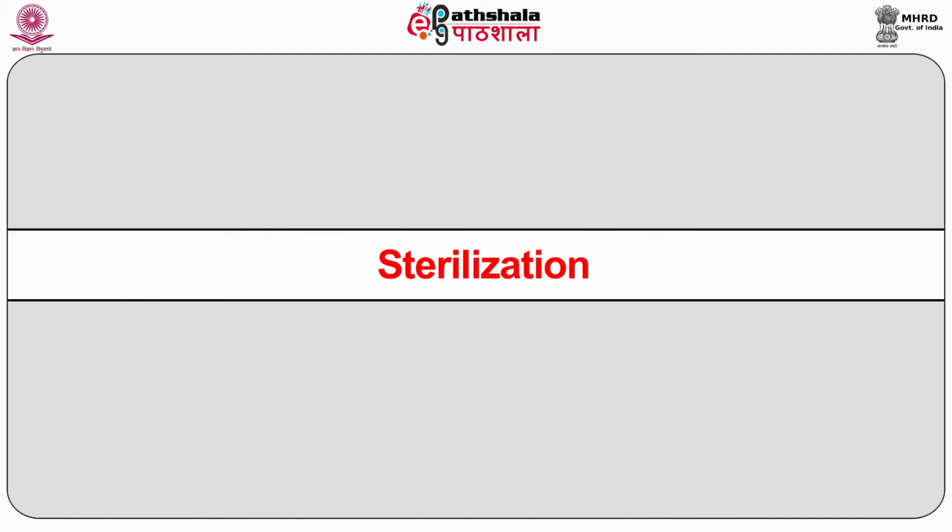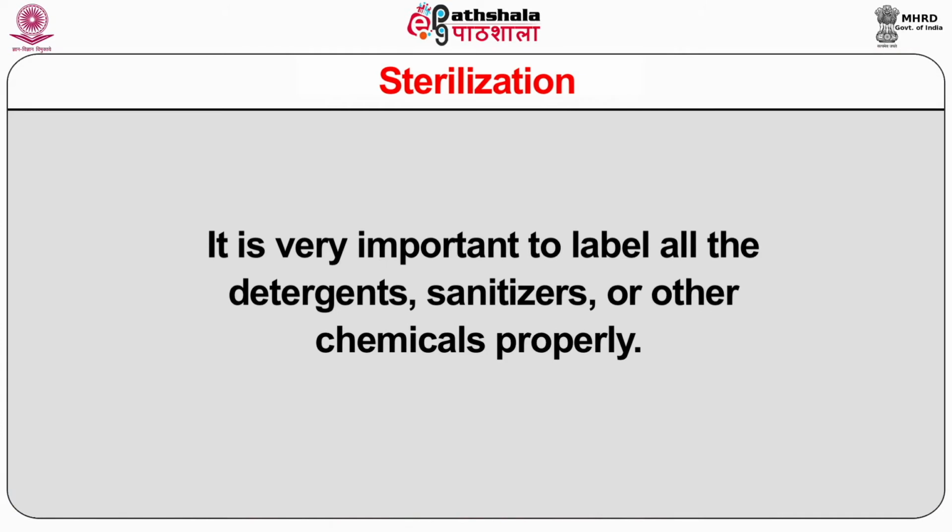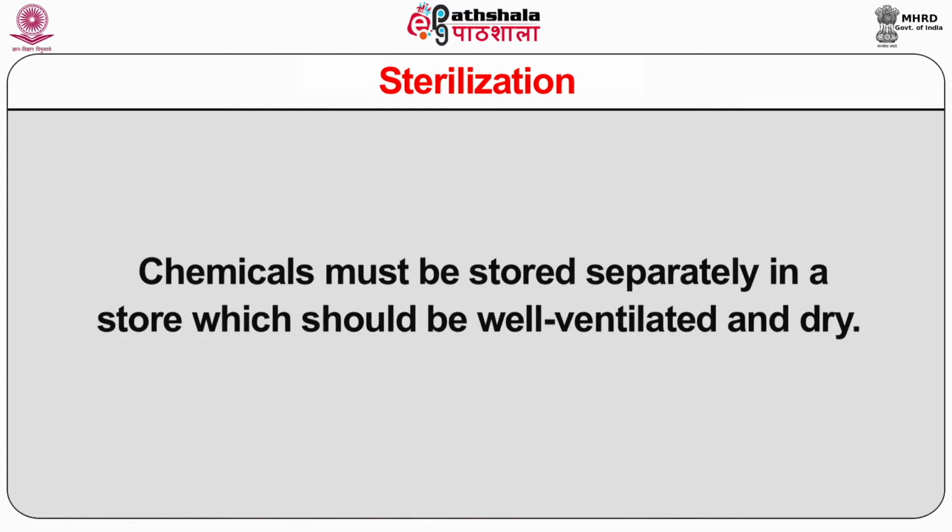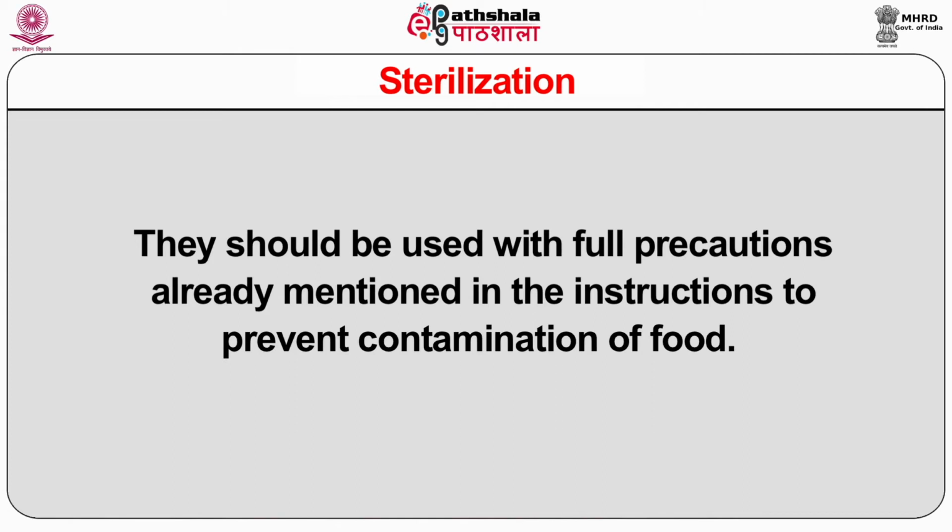Then the third step is sterilization, that is complete destruction and removal of all living organisms and minimizing the microorganisms to safe levels from the point of view of health. It is very important to label all the detergents, sanitizers or other chemicals properly. Chemicals must be stored separately in a store which should be well ventilated and dry. They should be used with full precautions already mentioned in the instructions to prevent contamination of food.